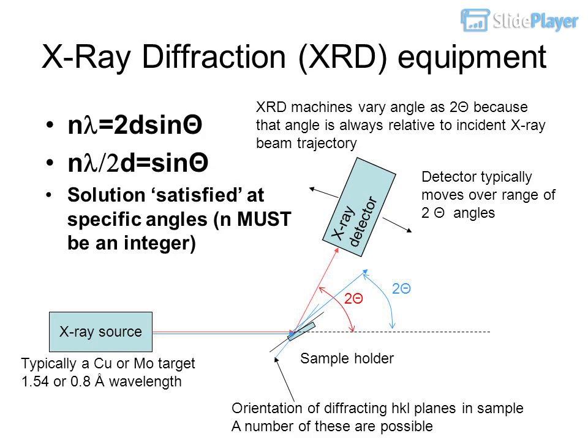nλ equals 2d sinθ, so nλ/2d equals sinθ. The solution is satisfied at specific angles, and n must be an integer. The setup has an X-ray source, a sample holder, and an X-ray detector. The angles depend on the orientation of the diffracting HKL planes in the sample.